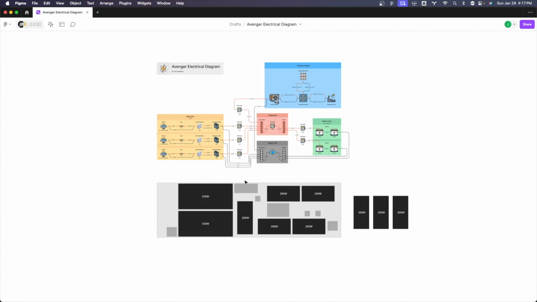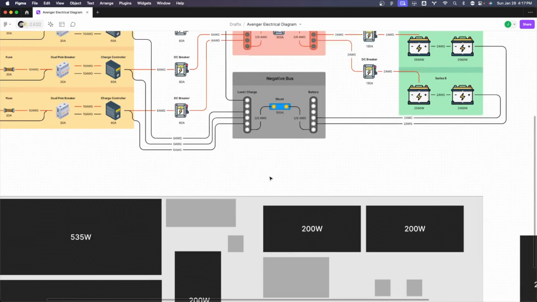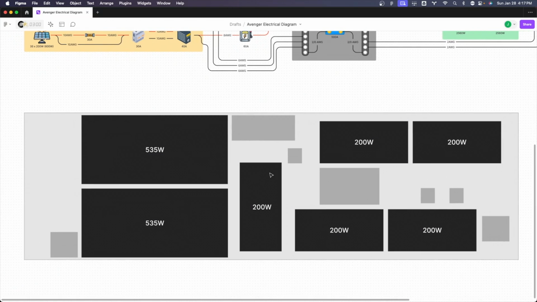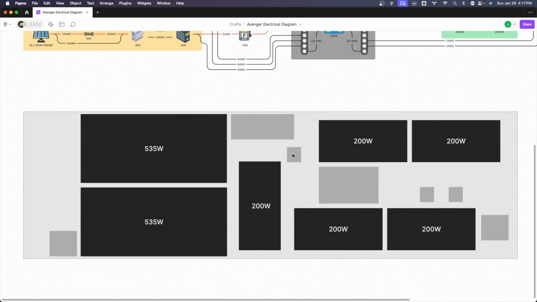So let's start with the solar array. As you can see here, these gray things are things that exist already on the roof of the trailer that are unmovable. So I had to work around them. So that's why I chose the panel sizing that I did. You can see we've got the two 535-watt panels here, and they are in series. And then we've got the five 200-watt panels that are also in series.